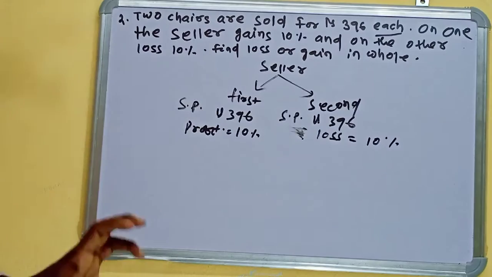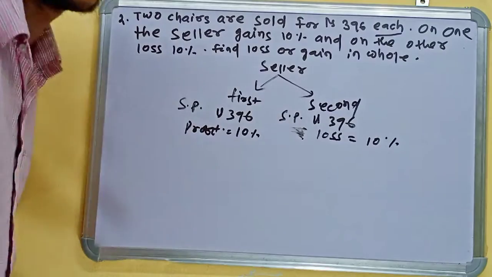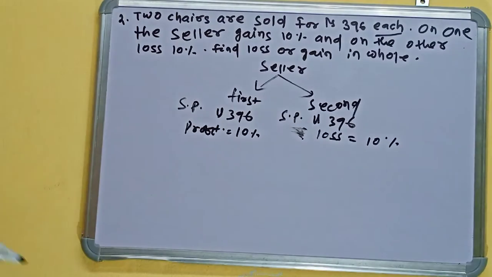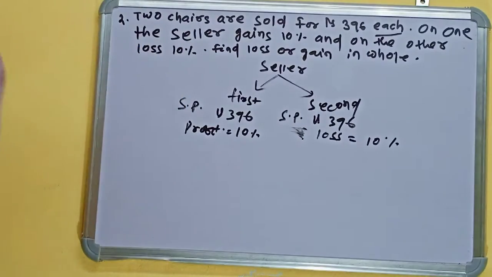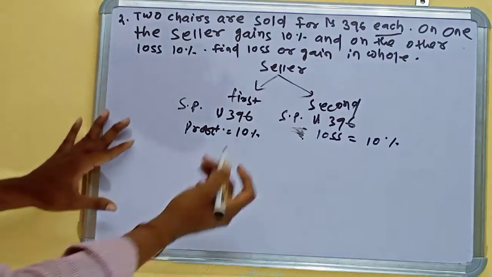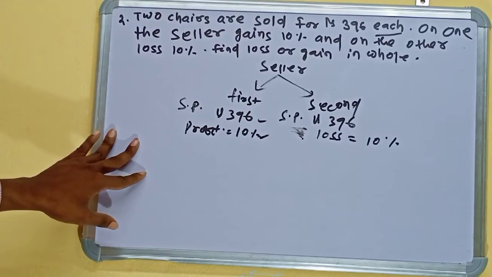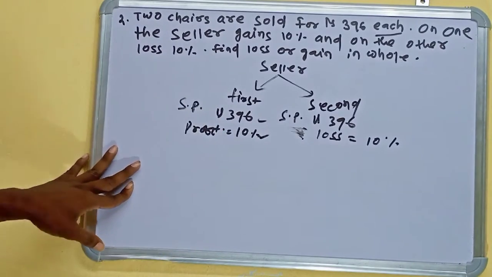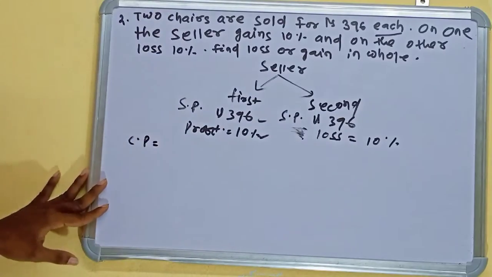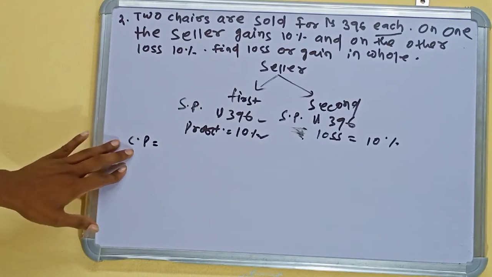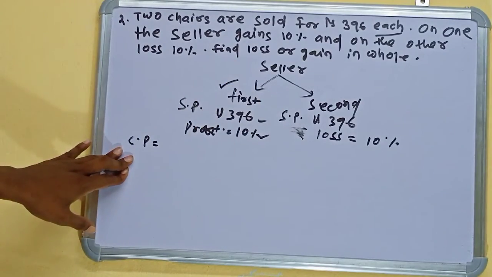Then find out the loss or gain in whole percentage. In total, the seller may have a loss or gain. Find the total loss percentage or gain percentage. In the first chair, SP is 396 and he makes a profit of 10%. First of all, we find the CP of the first chair and the CP of the second chair. First, we calculate the CP of the first chair.